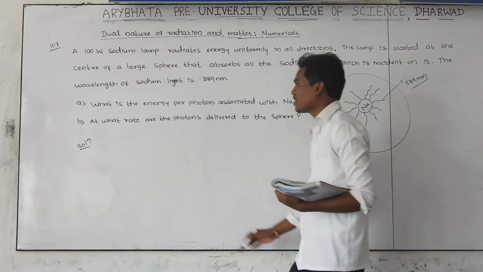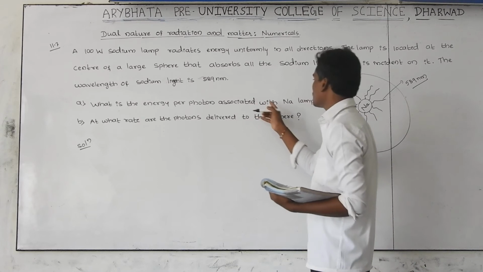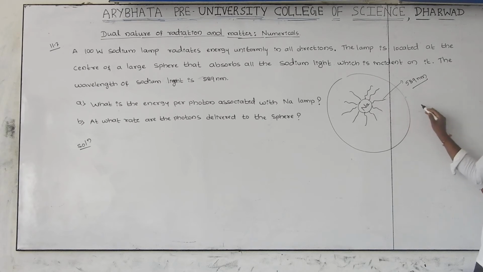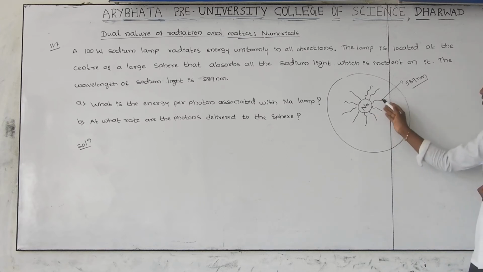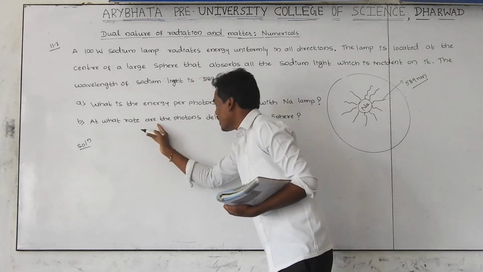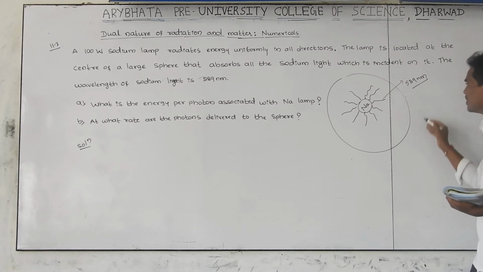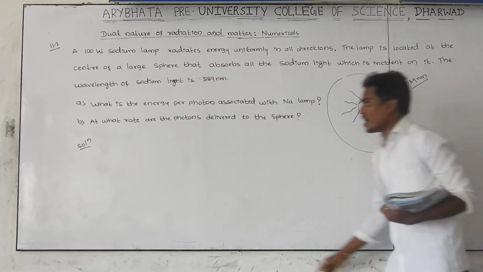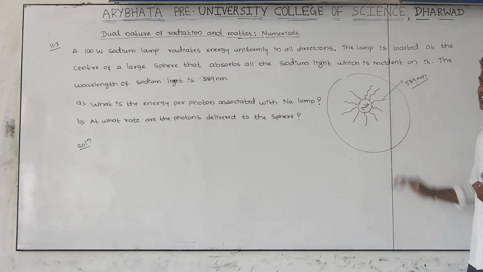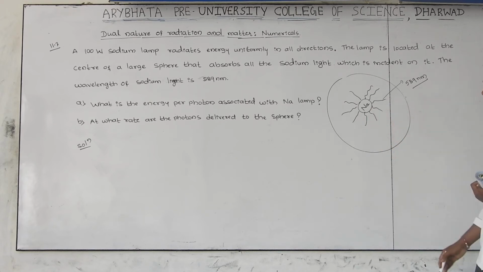What do you have to find out here? What is the energy per photon associated with the sodium lamp? Means what is the energy of one radiation emitted by the sodium lamp? If you find out the energy of one radiation, then each and every radiation has the same energy. That's why you need to find out only the energy of one radiation. And the second one, at what rate are the photons delivered to the sphere? The meaning of this question is, you have to find out the number of photons emitted by the sodium lamp in 1 second. That is N value.